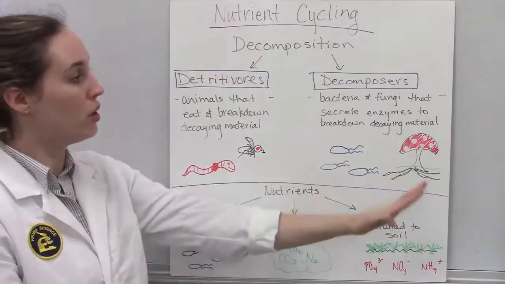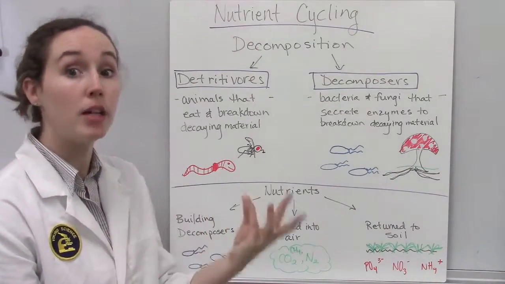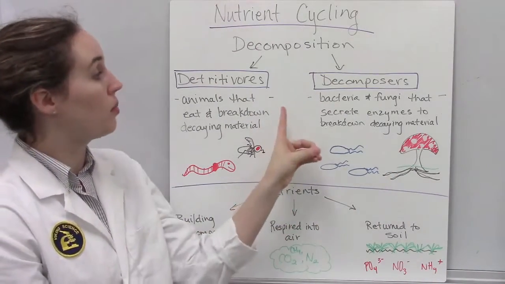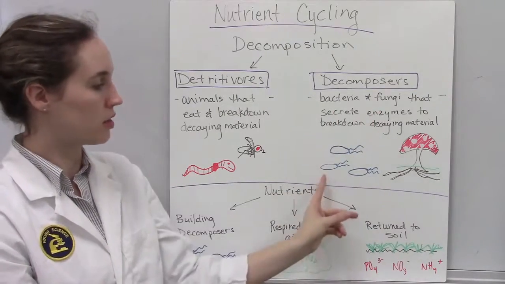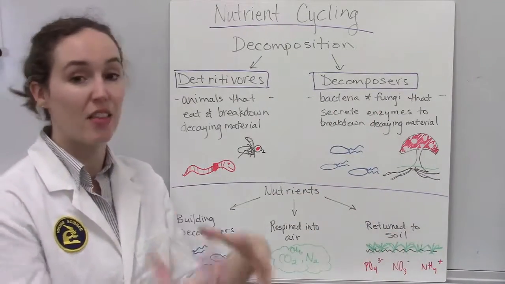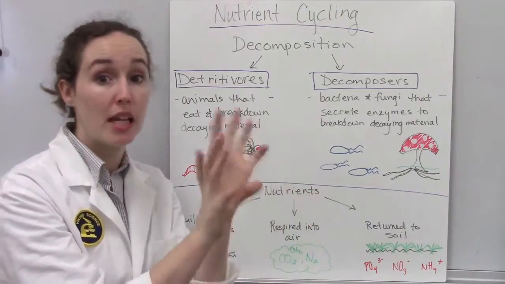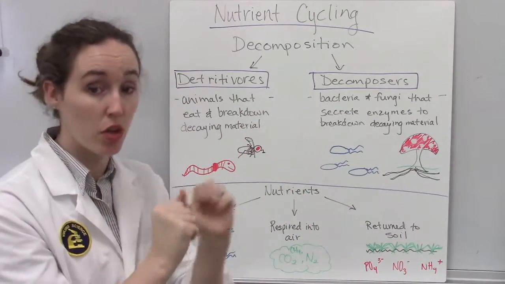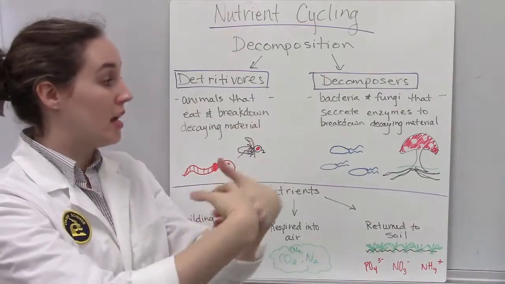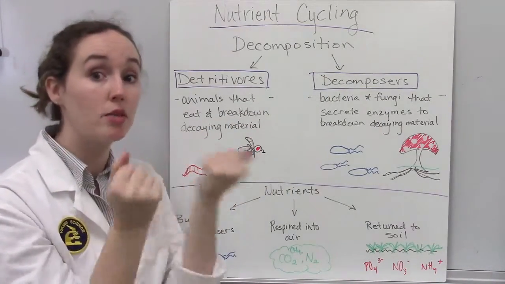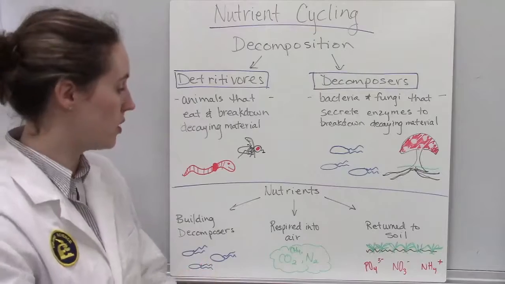Then there are decomposers, which are much, much smaller. These are bacteria and fungi. They actually secrete enzymes outside of themselves. Those enzymes break down decaying material, and then they absorb it into themselves or leave it in the soil.